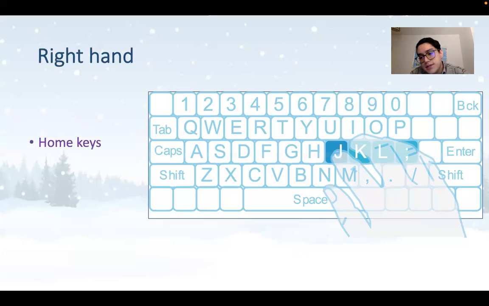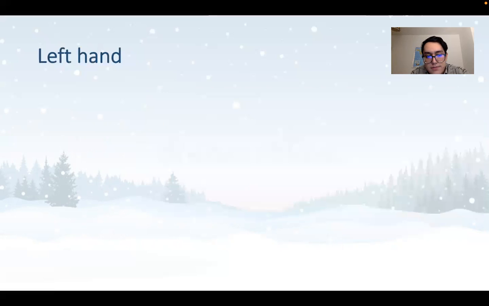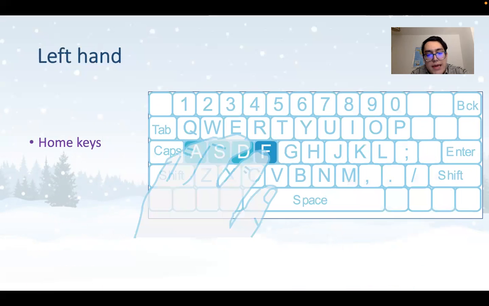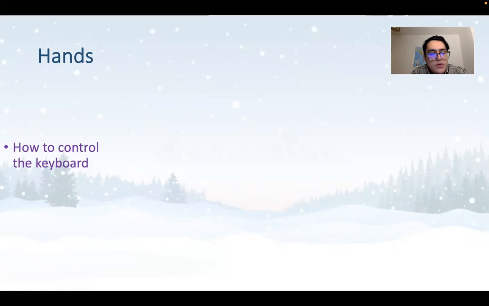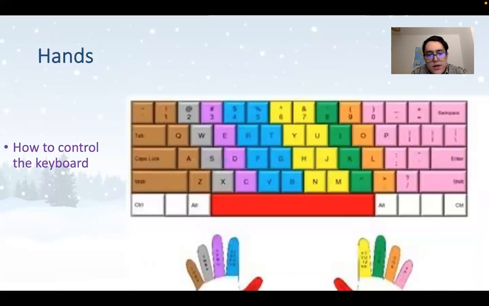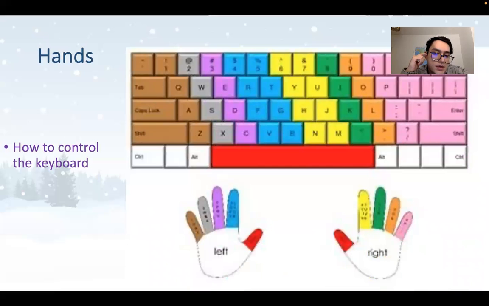Now, take a look at this. This is your right hand on the home keys. As I mentioned already, your right hand would be controlling J, K, L, the comma sign, the point sign, and also the space. Your left hand, on the other hand, will be controlling A, S, D, F and the space key. This is how you can control the keyboard.